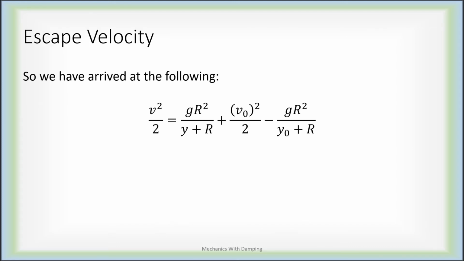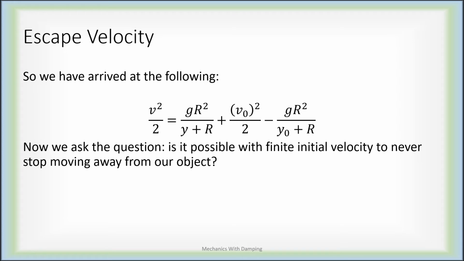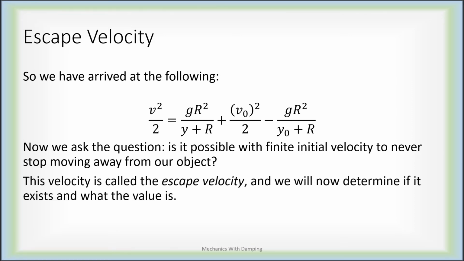So we've arrived with the following expression. The velocity squared over 2 of our object is gr squared over y plus r plus v naught squared over 2 minus gr squared over y naught plus r. So we ask the question, is it possible to have a finite initial velocity such that we never stop moving away from our object? This is called an escape velocity. And we'll now determine if it exists, and if so, what is the value of this initial velocity.